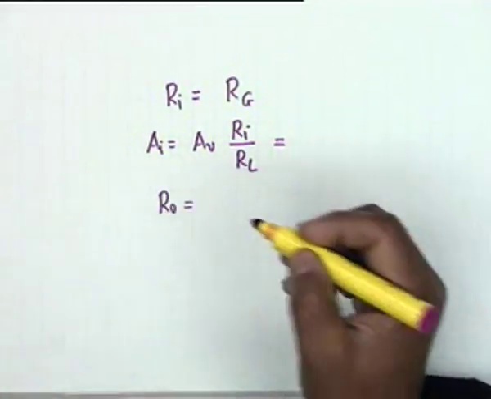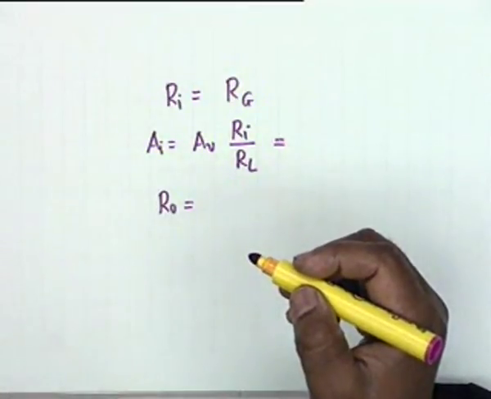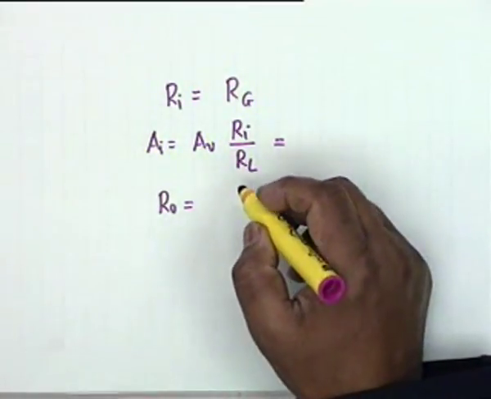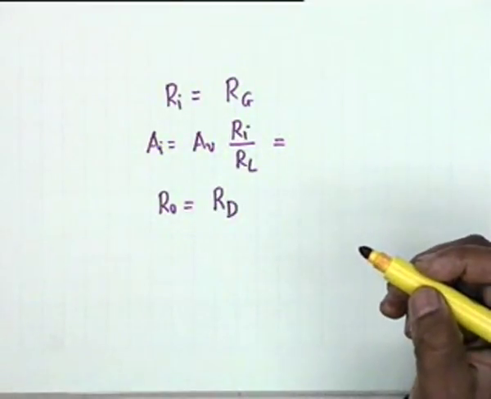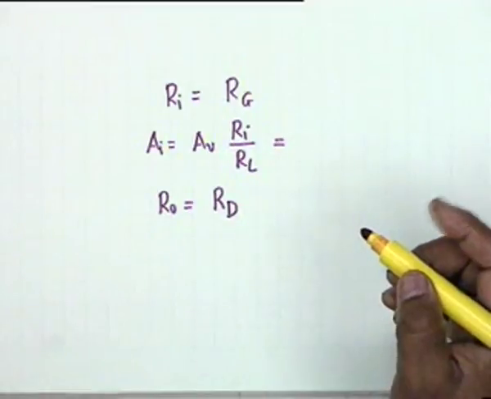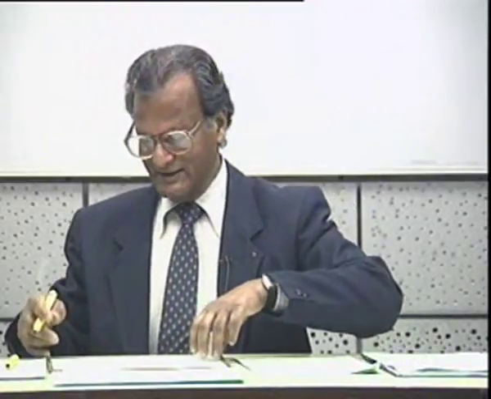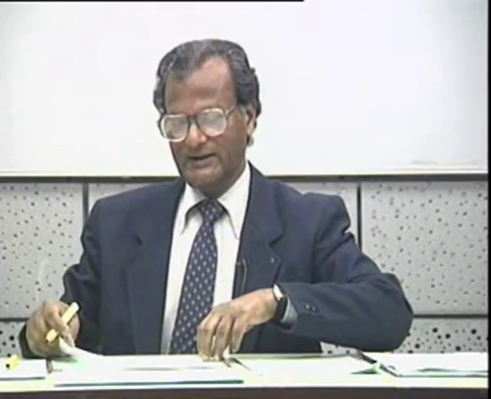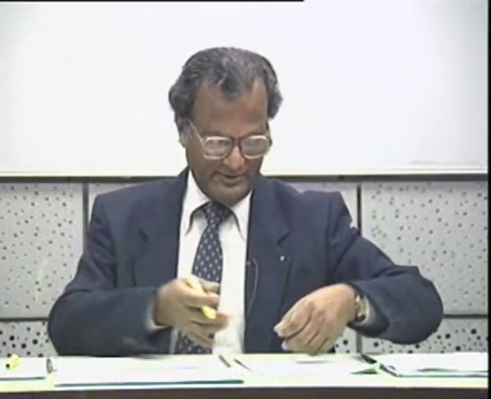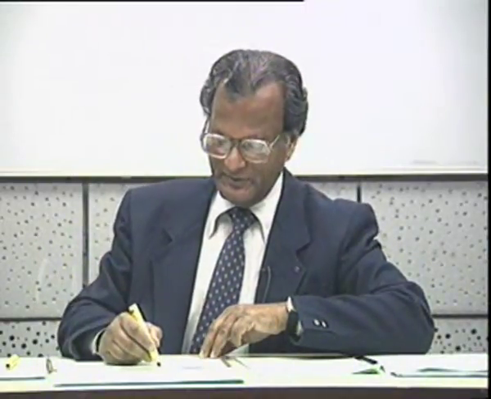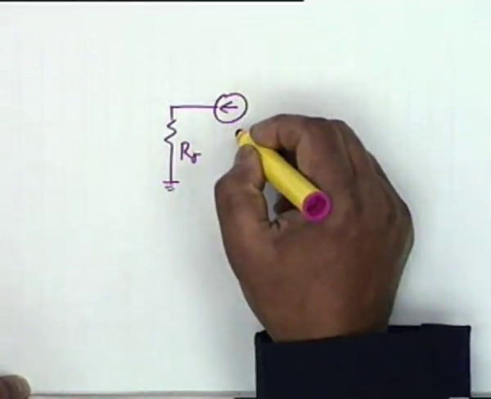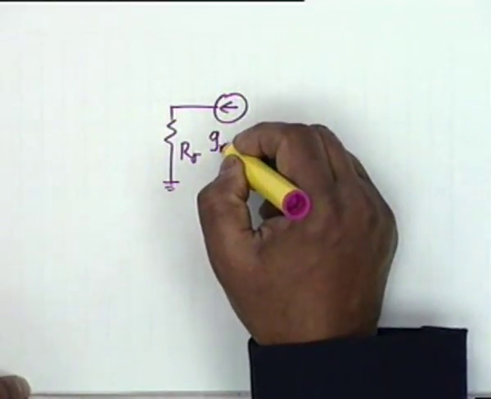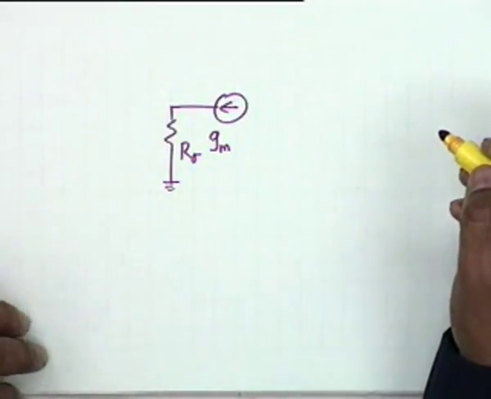What is R0? If small rd is ignored, then R0 is simply capital RD. But if it is not ignored, then complications arise and you have to solve a circuit. Let me indicate this circuit, the solution would be left to you. What we have to do is, we have an R sigma, then gm vgs.